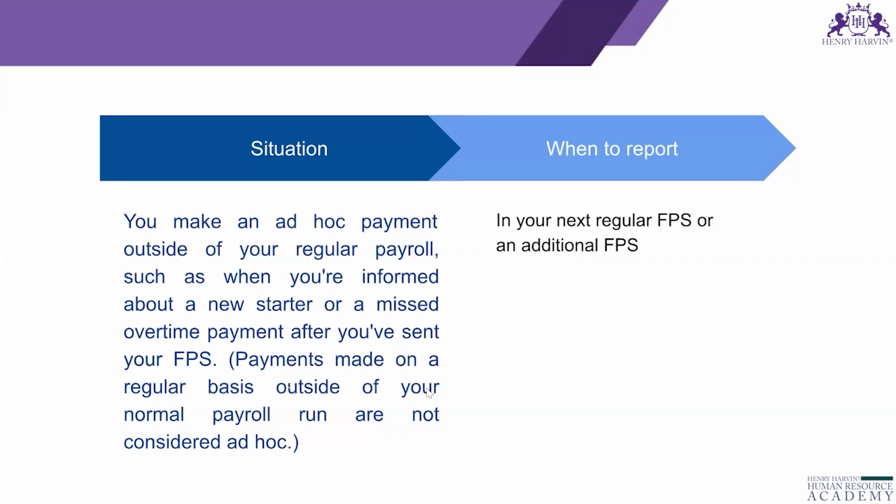So this will be considered in the next payroll. You remember I told you, you can make the payment and do the RTI and adjustment in the next payroll. So in your next regular FPS or an additional FPS, it's up to the company. If they want to make an out of cycle payment, they can send the additional FPS. If they just want to make the net payment and report it in the next month's payroll, then it could be in the next regular FPS. They can include the amount.